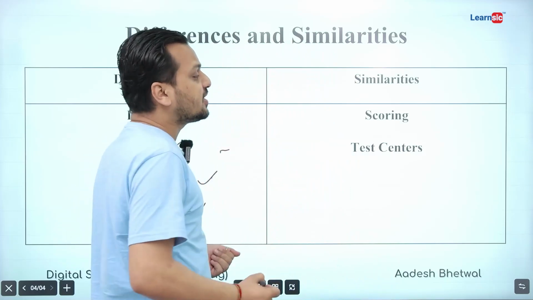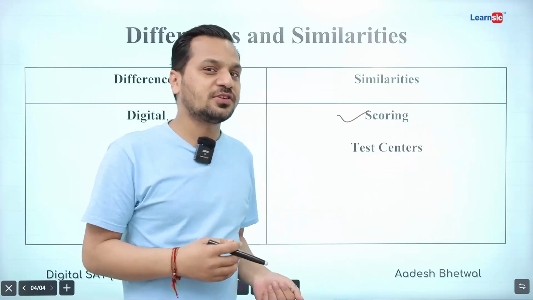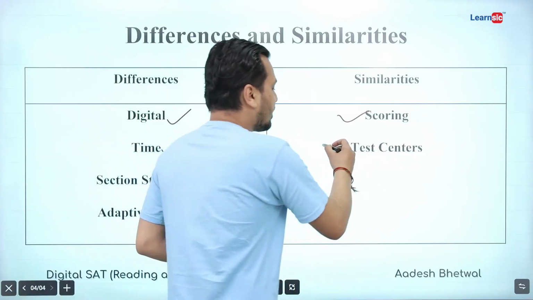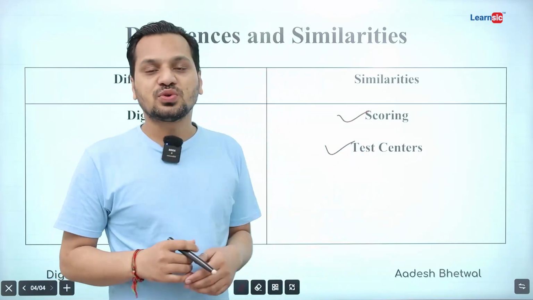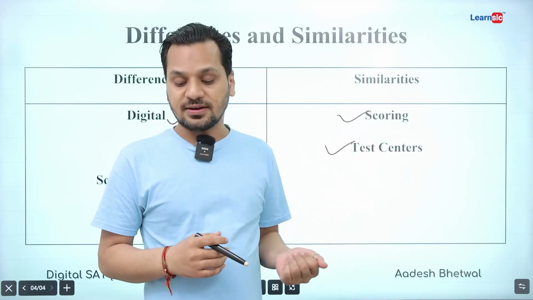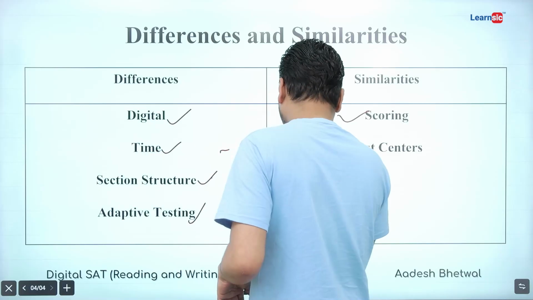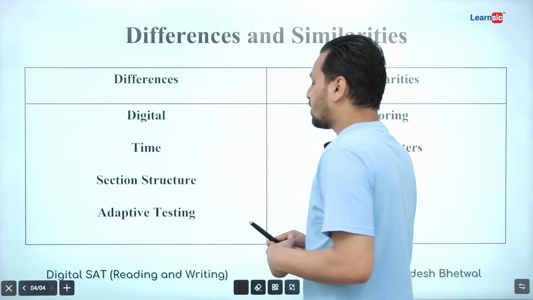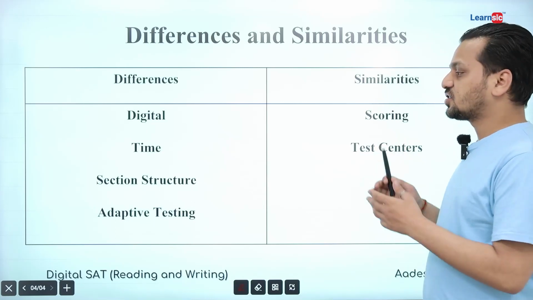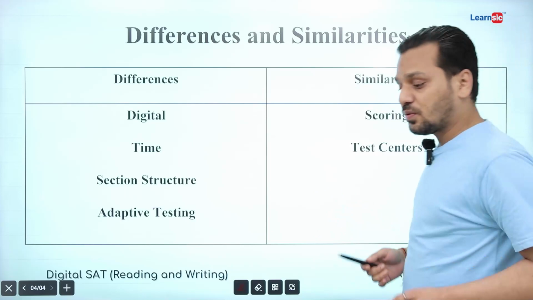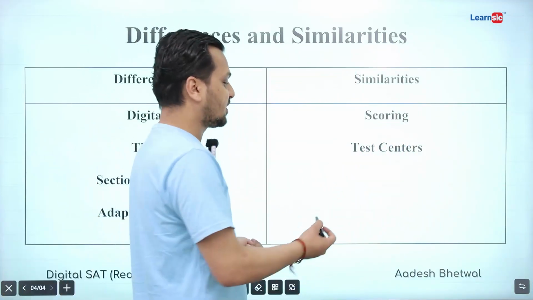And some similarities are that the scoring pattern is the same. I hope you know, or if you don't know, I'll talk about scoring later on. The scoring pattern is the same, and no matter whether you are taking the test on a computer digitally, you still have to go to the center and sit at the center and give the test. It is not like you are sitting at home and giving the test. So if you want to read what the differences and similarities are, you can pause the video and read them. And now I'll be talking in detail about the differences and similarities again.